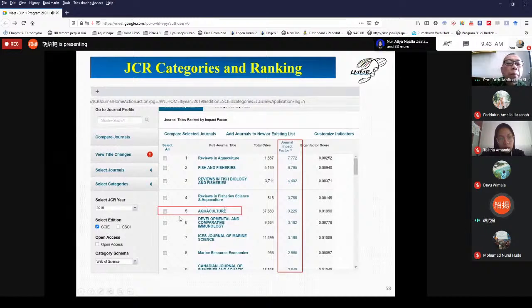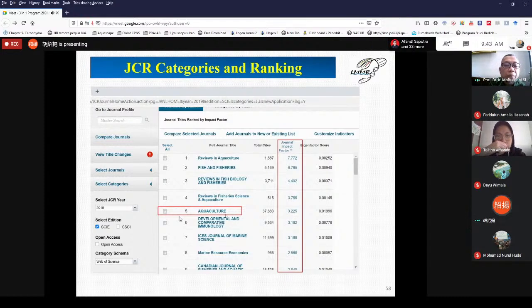If my target journal is Agriculture, you can see it is number five. The category has totally, I remember, 56 or 59, 58 journals. So if the journal belongs to number 5, this journal belongs to Q1. So I think this is the first thing: you should choose your target journal. It's quite important.